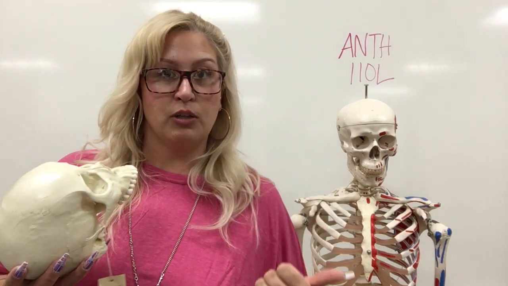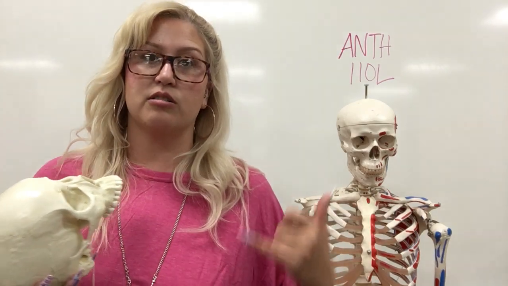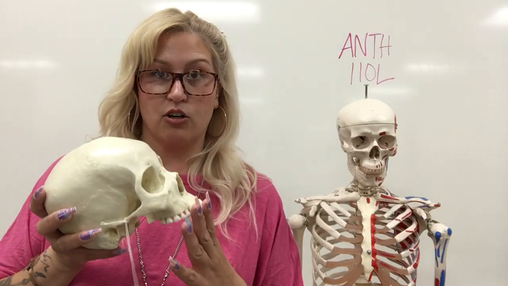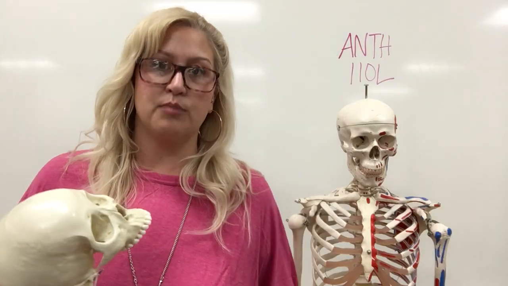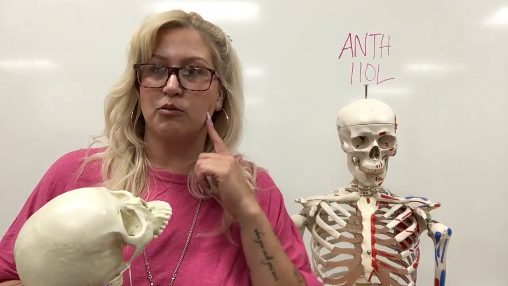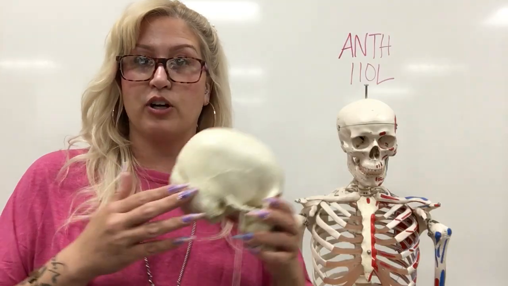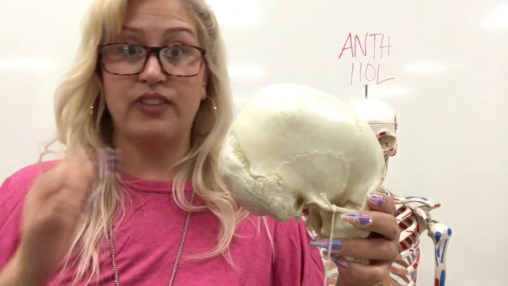Recall on the previous lecture we talked about the joint types: fibrous, cartilaginous, synovial. The only synovial joint that we have in our skull is the connection between the mandible and the temporal bone, which we'll talk about. This allows you to move your jaw. It's a freely movable joint, versus the rest, recall we talked about with all these connections, that's a joint, but those are called fibrous joints.